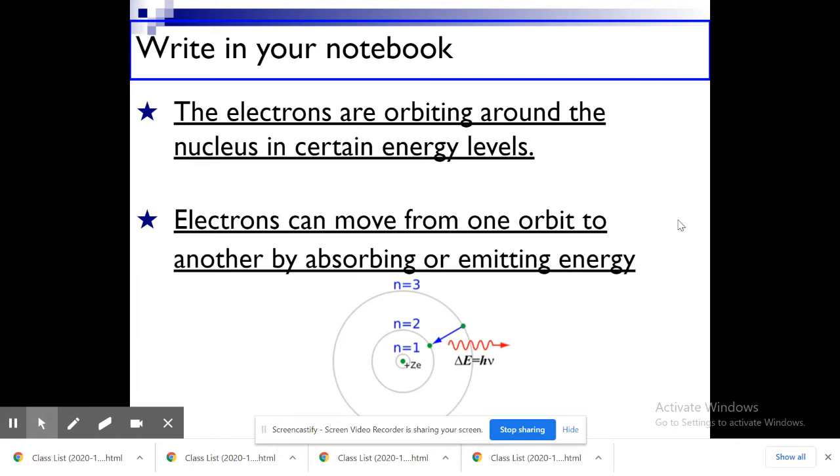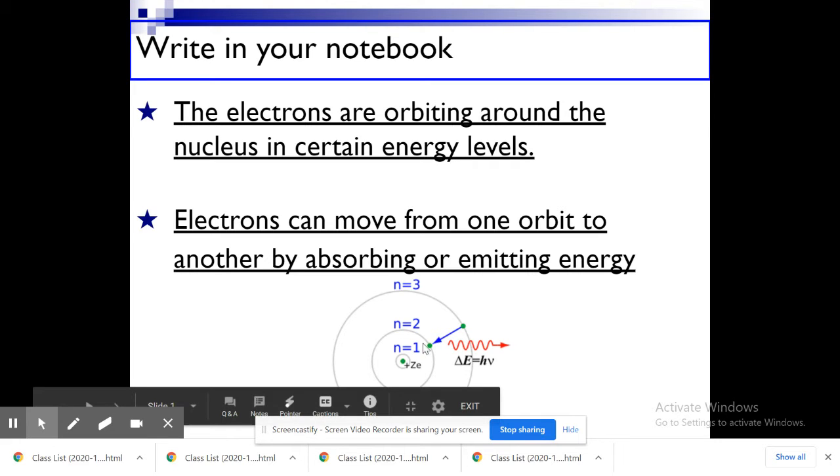One thing is the electrons are orbiting around the nucleus in certain energy levels. We call those circles electron energy levels, which is where the electrons are moving around. Also, sometimes people call those shells. Electrons can move from one orbit to another by absorbing or emitting energy. It means, for example, originally this electron is moving around this circle. Once we give it energy, it can jump to a higher energy level.